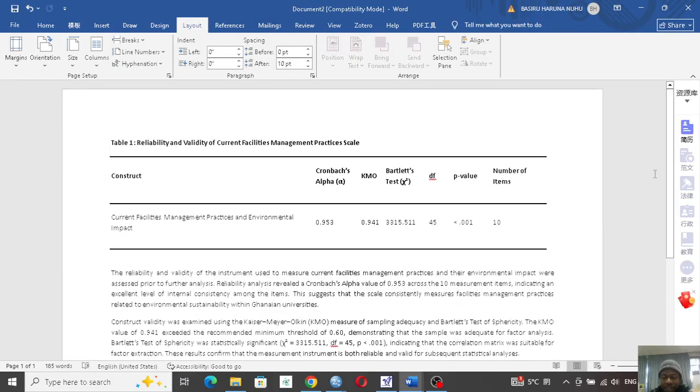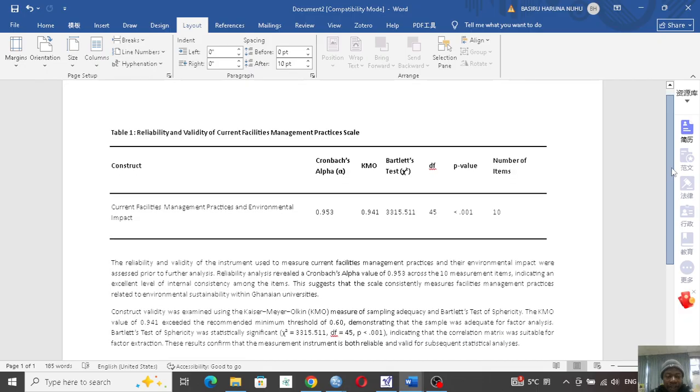Let's see how we report it academically. We could see the title, Reliability and Validity of Current Facility Management Practices Scale. So now we have our construct, we have the alpha, our KMO. They are the same values I inputted. And then our chi-square, this one and that, they refer to the same thing, checking whether the items are significant. And this one is the degree of freedom and the number of items that we have measured. So now let's see how it is being reported.